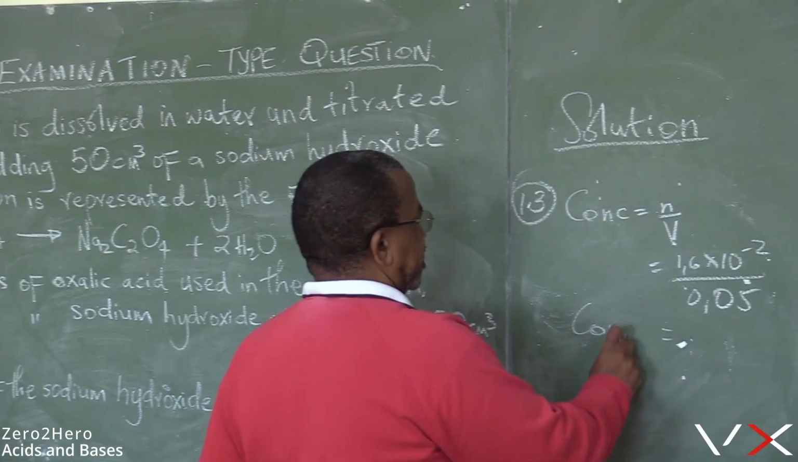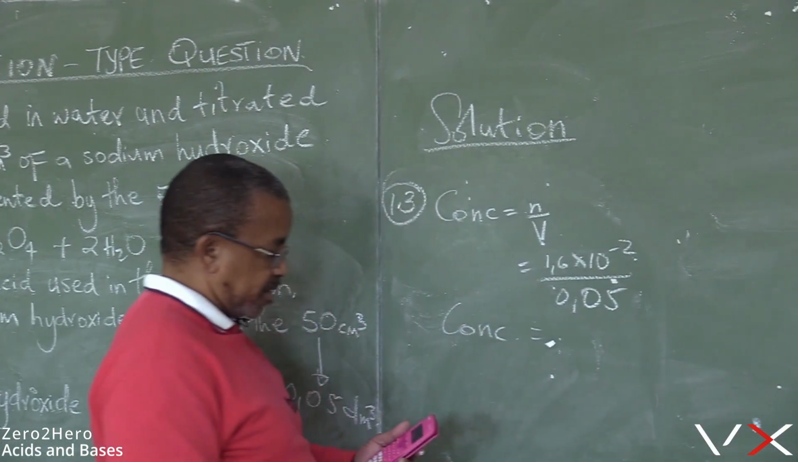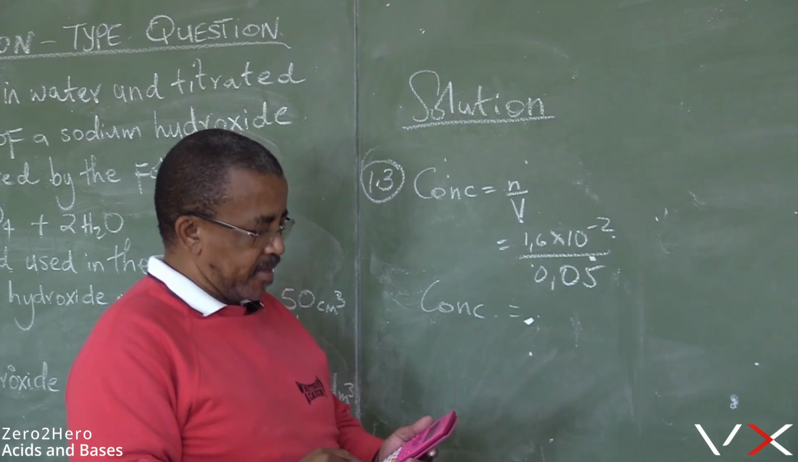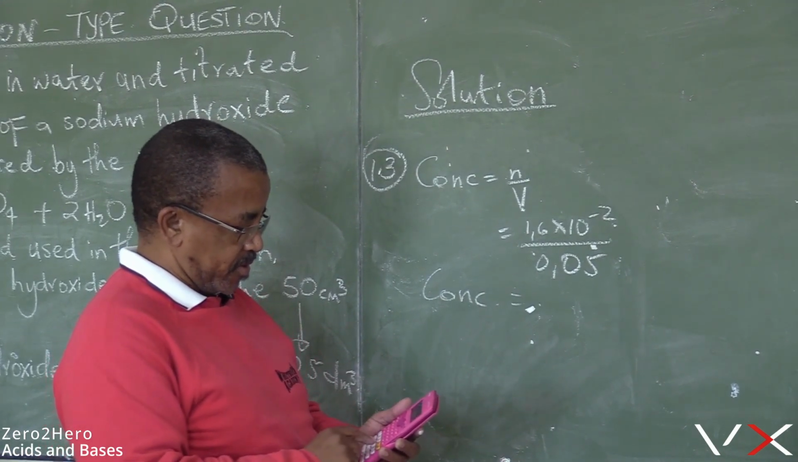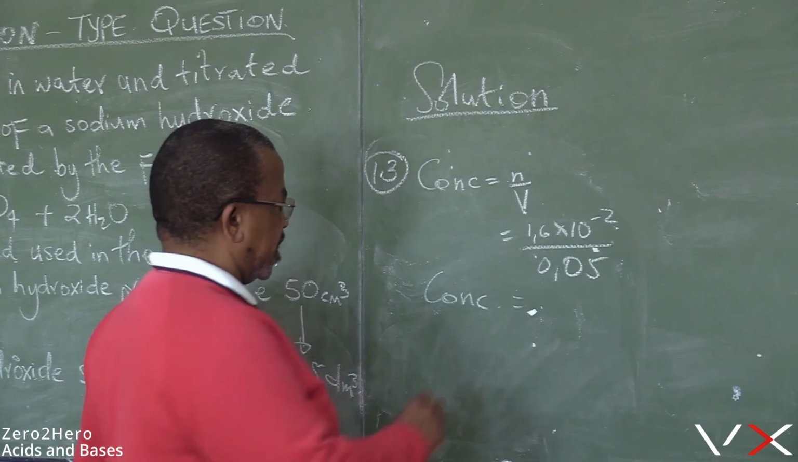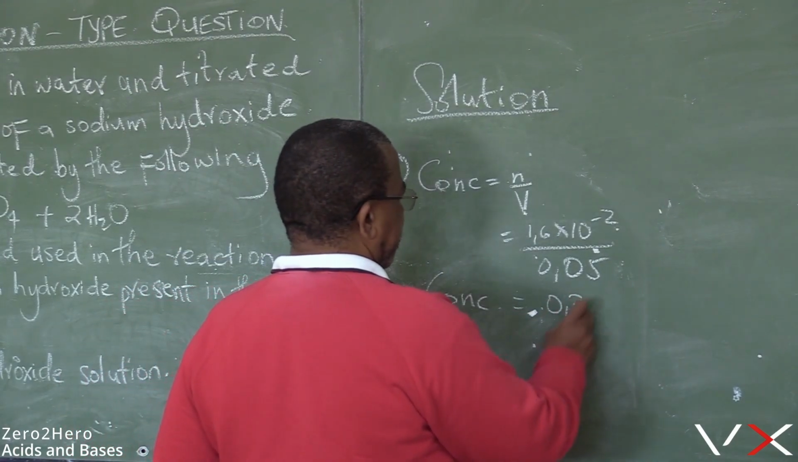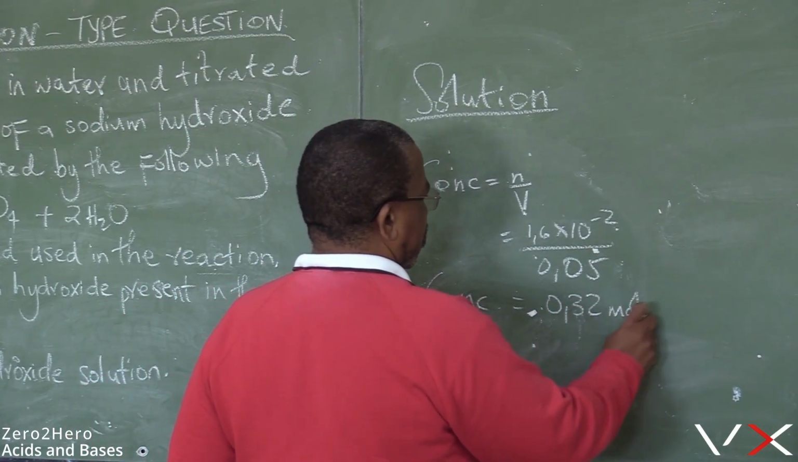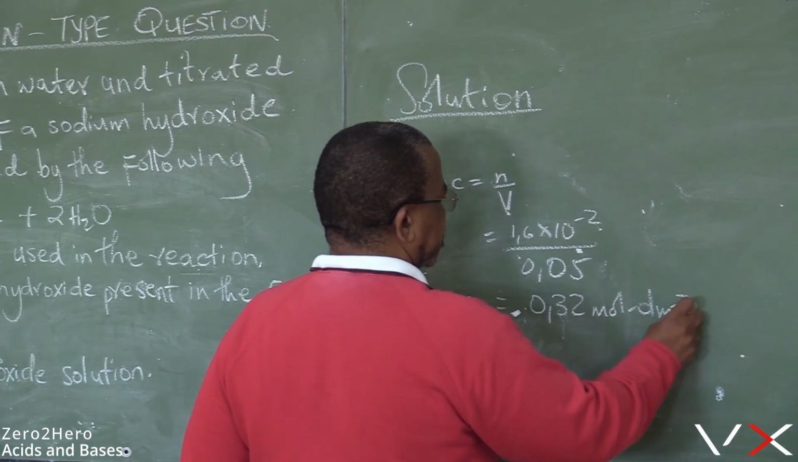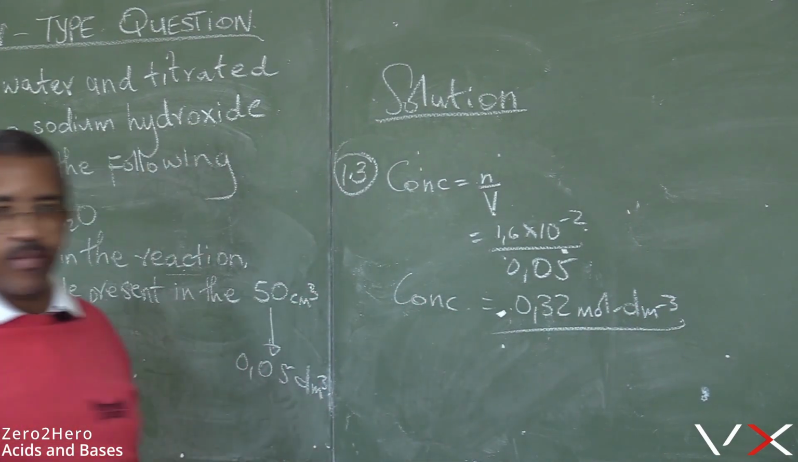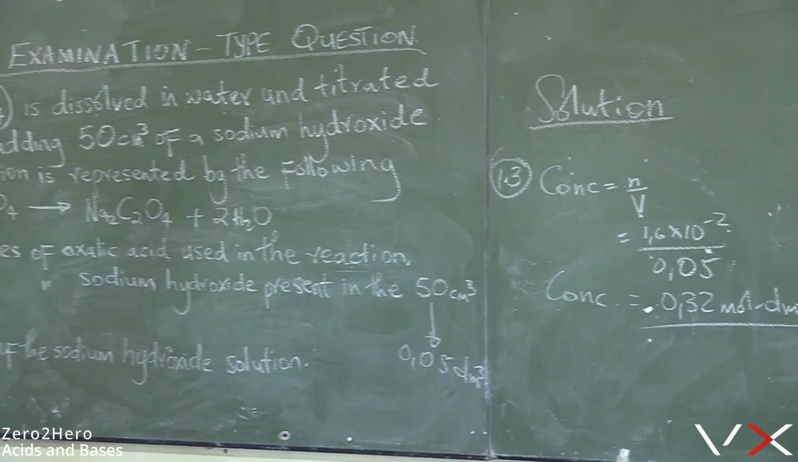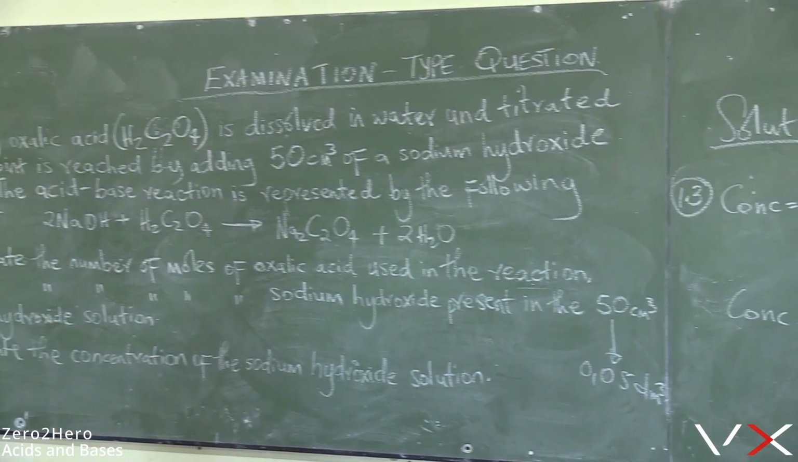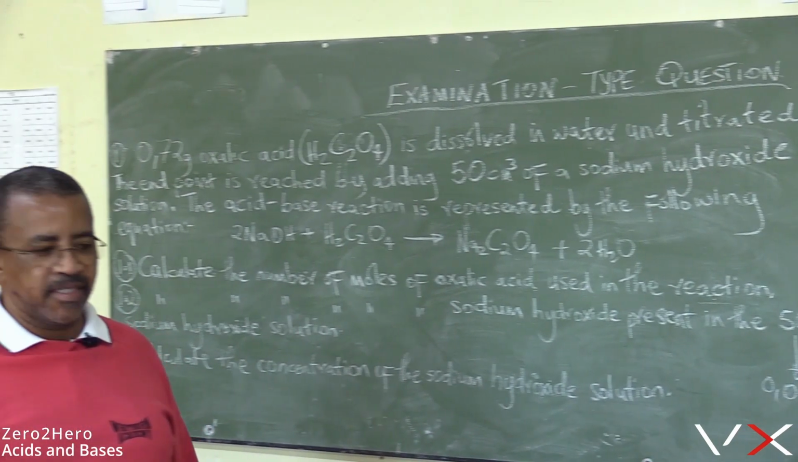Concentration is divided by 0.05. Then we have that concentration, 0.32 mole per decimeter cubed. So we have 0.32 mole per cubic decimeter. So that is the concentration of sodium hydroxide.